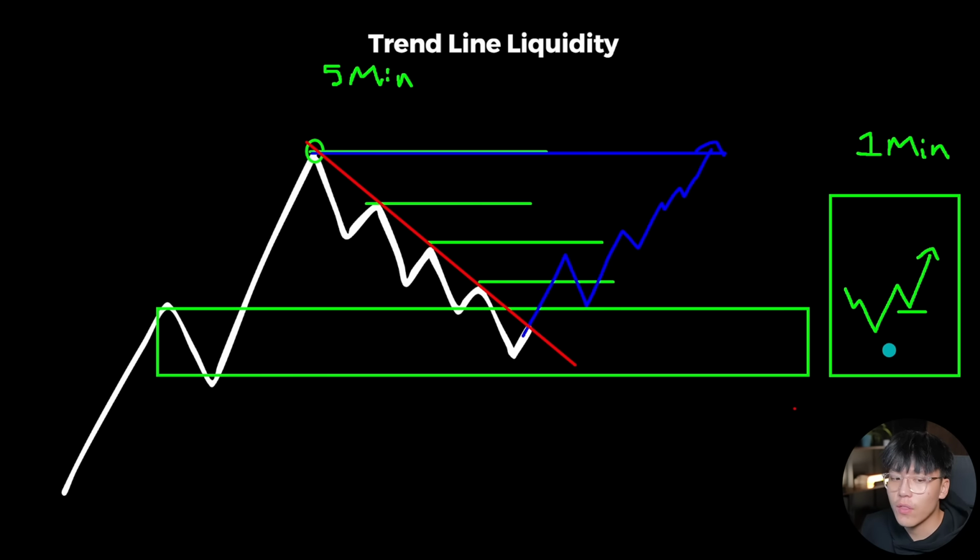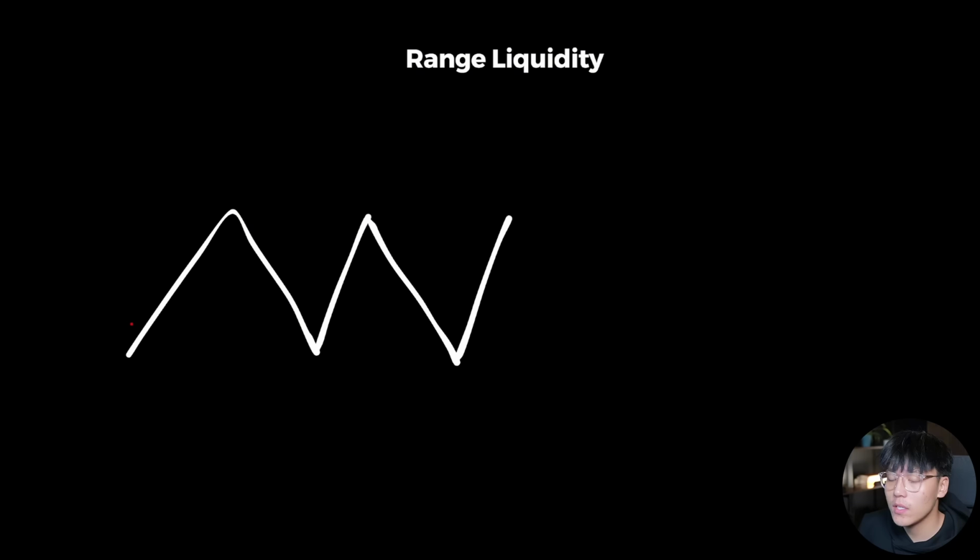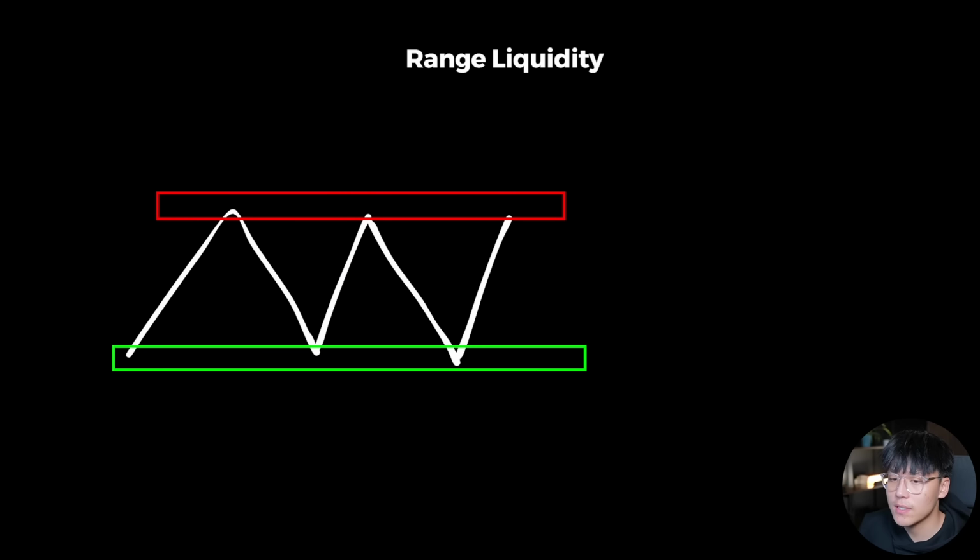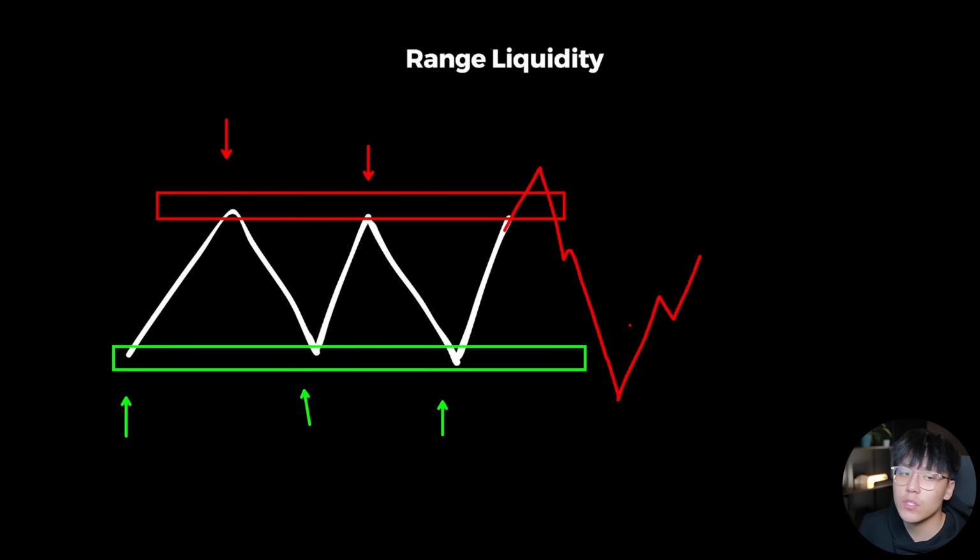So now let's go on to the third type of liquidity, which is range liquidity. Essentially, range liquidity is when price is inside of a range. As you can see, these are our key lows, these are our key highs. And what usually tends to happen in range liquidity is price likes to take out the liquidity above these highs and then come all the way back towards the downside, sweep out these lows, and just come back inside this range. So this is what's called range liquidity.